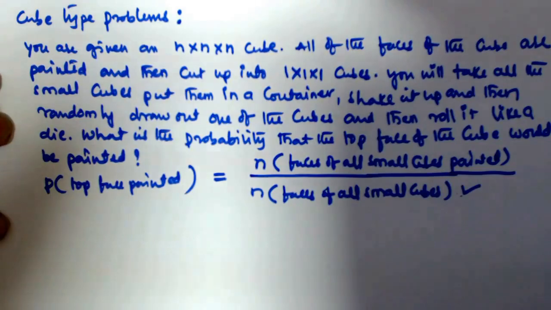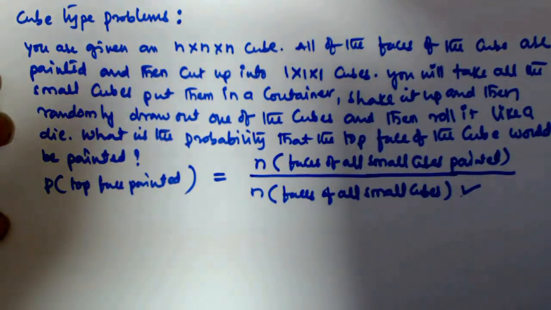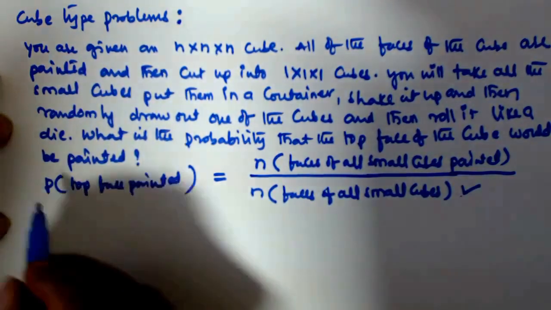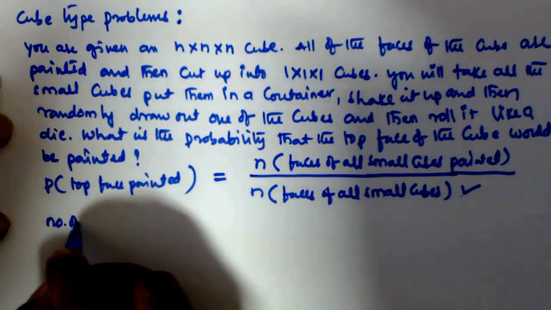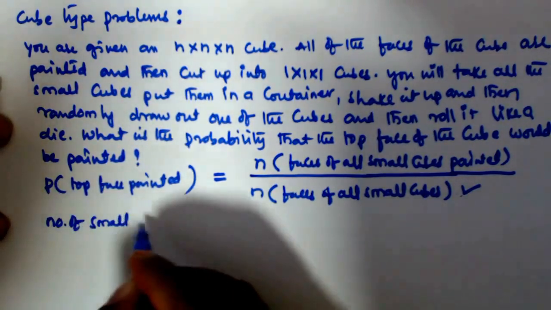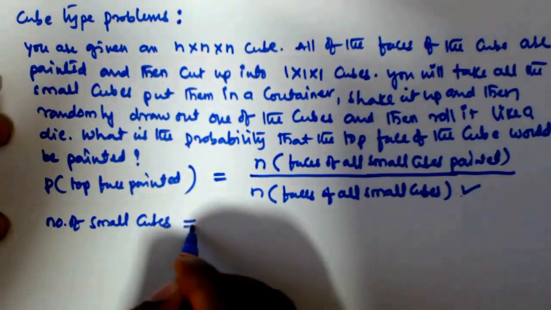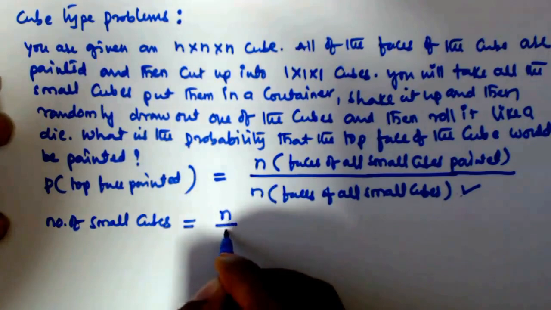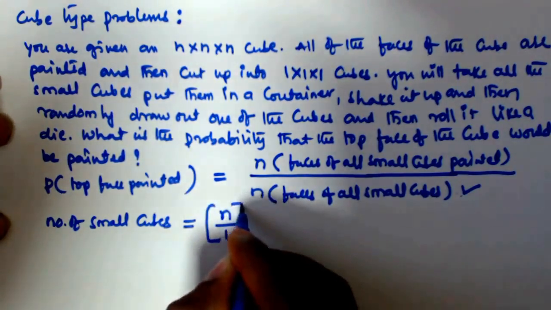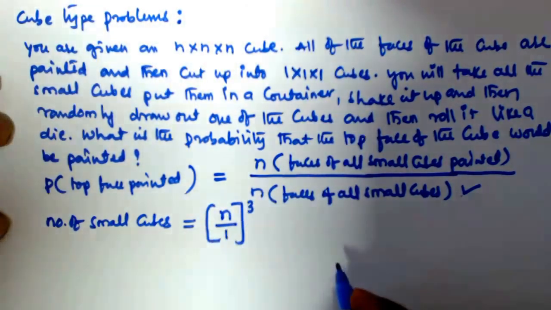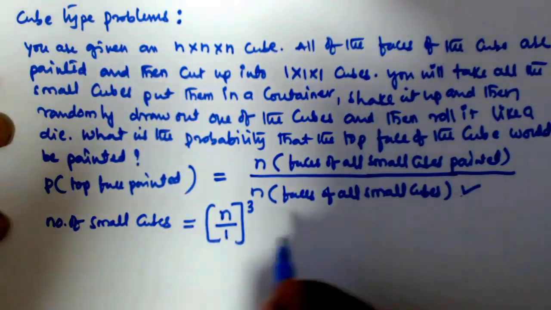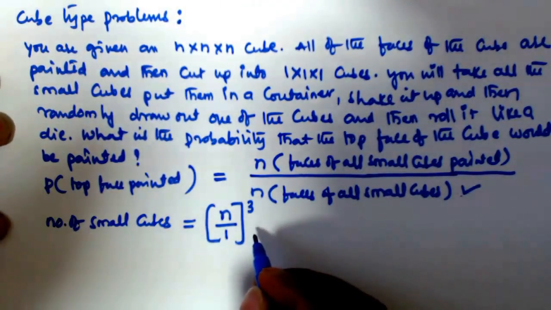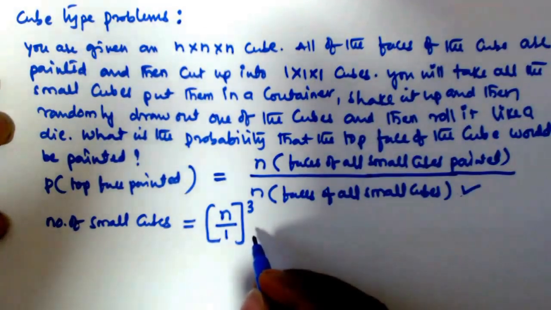For that we need to find the number of small cubes. The number of small cubes is given by the length of the big cube divided by the length of the small cube, to the power of 3. So this will give the number of small cubes. If you do not understand this, please watch all my previous videos on cubes.